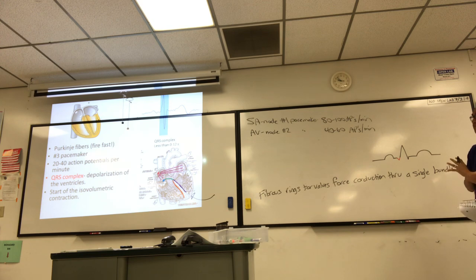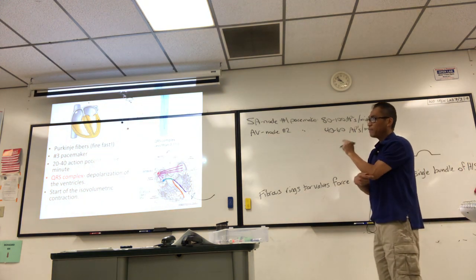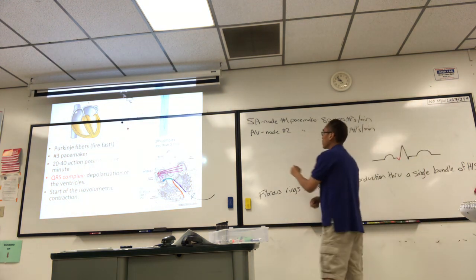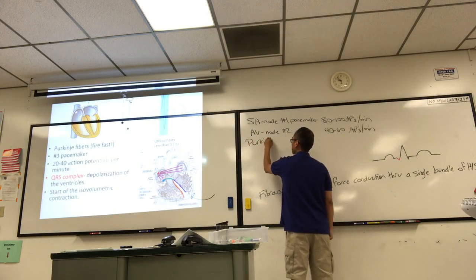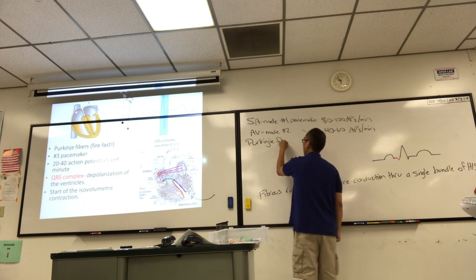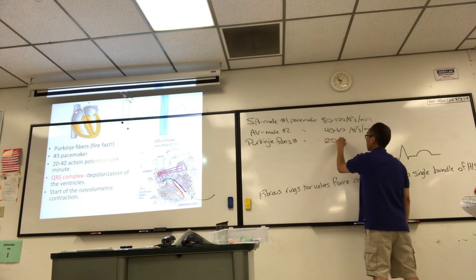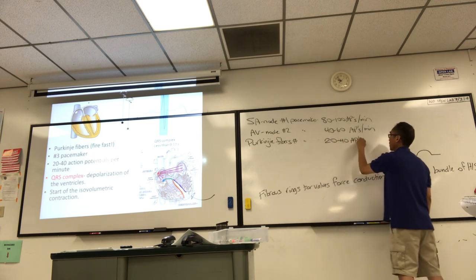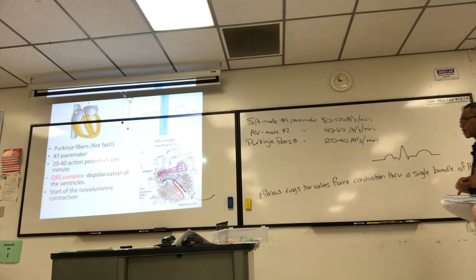If you have some kind of complete heart block, it turns out there are Purkinje fibers in the ventricles that have pacemaker potential. You're number three pacemaker. I think it generates something like 20 to 40 action potentials per minute. They're not very reliable, they're kind of weak, but that might keep you alive until you can get the heart block figured out. And they live in the ventricles.